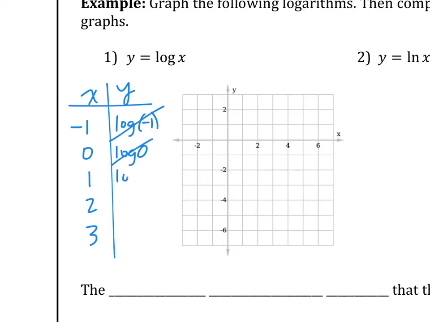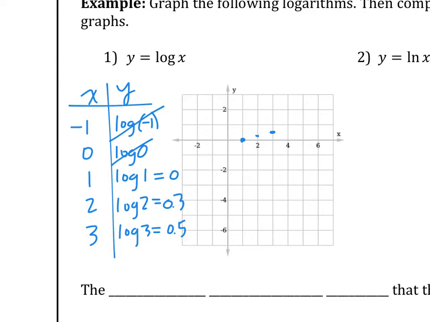Let's try log 1. 0. Yes, 0. So that's one of the properties you have to remember. Any log of 1 is always 0. All right, log 2, this is where you use your calculator. 0.3, thank you. Okay, and then log 3. 0.477. Okay, so let's do 0.5. So negative 1 and 0, nothing goes on. At 1, it's 0. At 2, it's 0.3. 3 is 0.5. Okay, that does not really give us a good picture of how this graph looks.